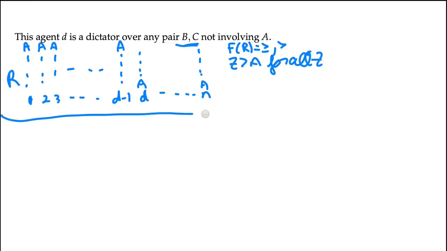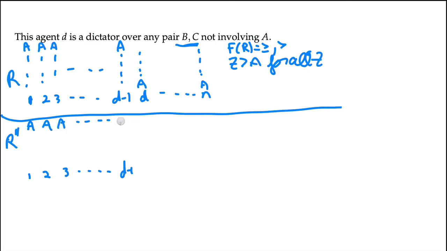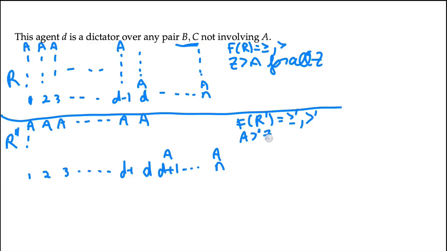We also have another profile, R double prime, and in this profile, voters 1, 2, 3, and so on, all the way up to D minus 1, all rank A still at the very top. And now we have this voter D, and D moves A from the very bottom to the very top. So D now ranks A at the very top, while everybody after D still ranks A at the very bottom, so A is ranked at the bottom by the voters D plus 1 up to N. Now, under this second profile, let's say the social ordering is greater than or equal to prime and greater than prime. We know now that A is ranked at the very top, so A is ranked ahead of Z for all Z.